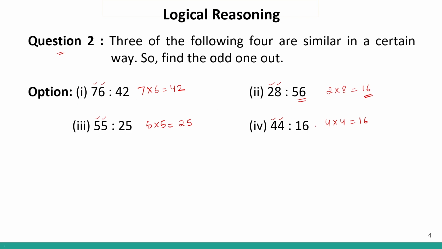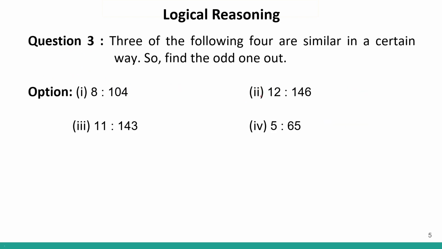So, in each of these options except 2, the digits of the first number, let's call them A1 and A2, were being multiplied to get B. Okay, this was the logic. We were basically multiplying A1 and A2 to get B. But this logic did not follow in option number 2. Therefore, option number 2 will be the odd one out. Clear?